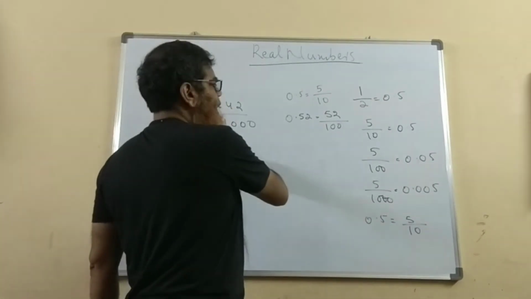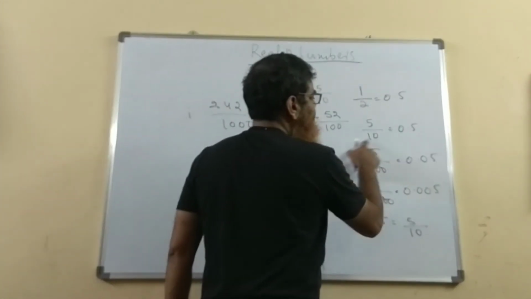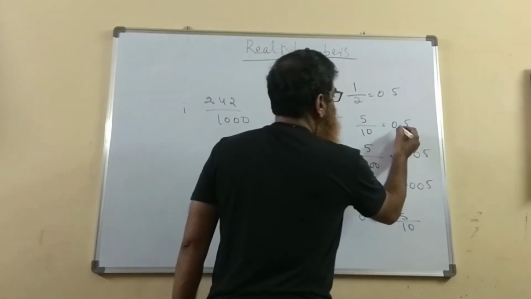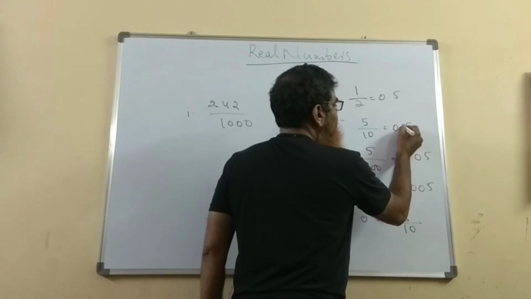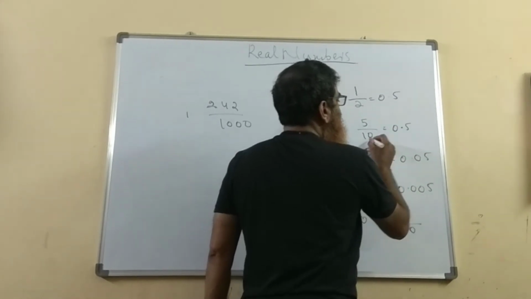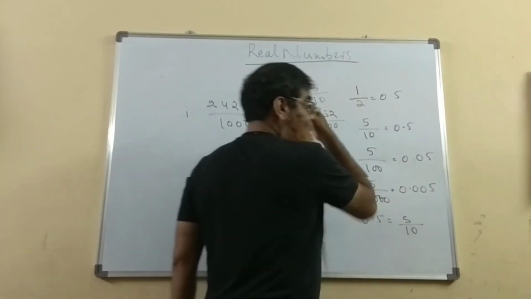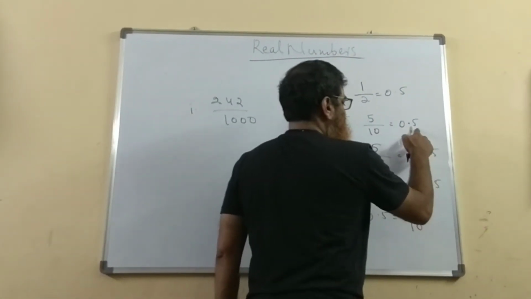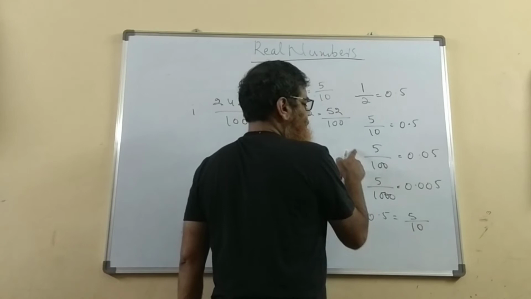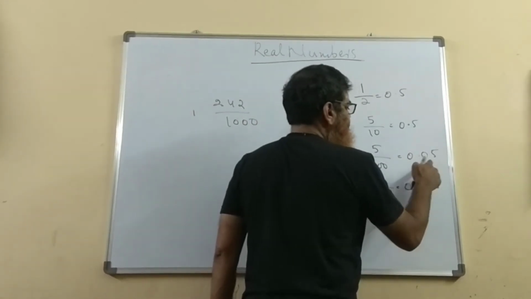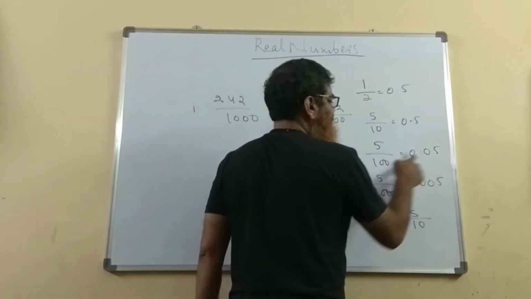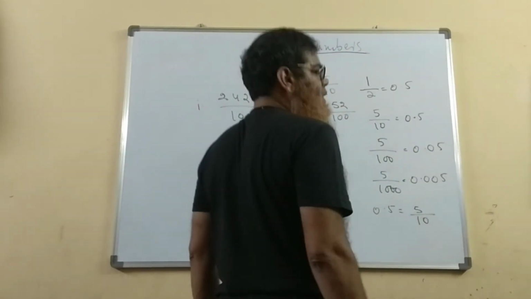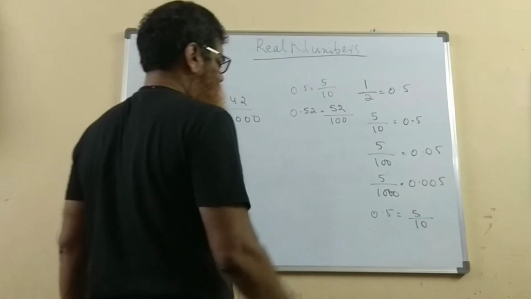Similarly, on this side, we learn 5 by 10 is equal to 0.5. What we do here is take a decimal after 0, then only 5 here, because 10 has one zero, that's all. Then here 5 by 100 is equal to 0.05. For 1 take a decimal, for this 0 take another 0 and put this 5, it becomes 0.05.